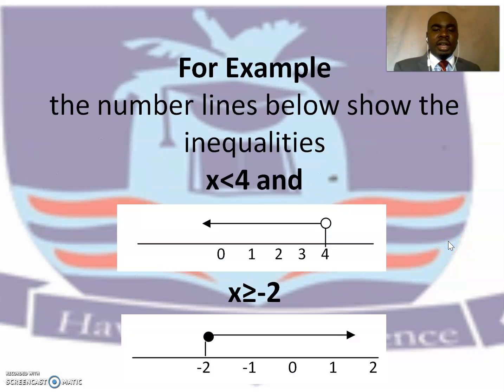This is an example of how a number line is drawn. You can see x less than 4. Our circle, an unshaded circle, is over 4, and because the sign is less than, our arrow points in this direction. The arrow always points in the direction of the inequality. And here we have x greater than or equal to minus 2. So our circle is over minus 2 and is shaded because our sign is greater than or equal to, and the arrow is pointing towards the numbers greater than minus 2.